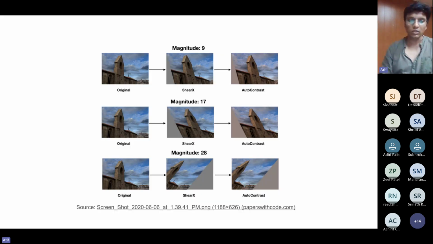And this is what TrivialAugment looks like. If you have shear with a magnitude of 17, this is what it would look like. If you had auto contrast, this is what it would look like, and so on.